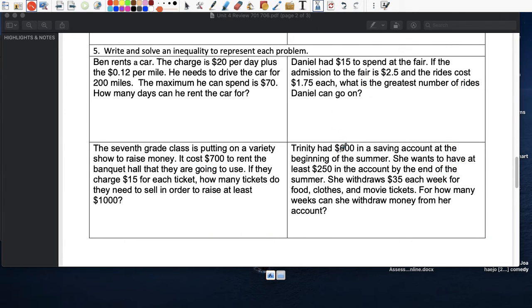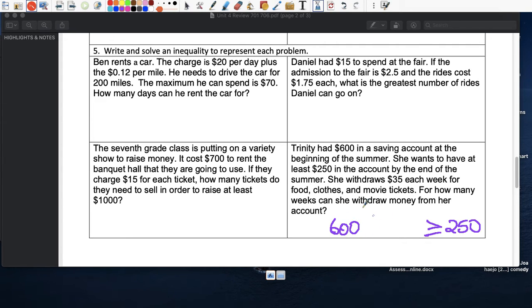Okay, so Timmy has $600 in the savings account. She wants to have at least $350 by the end of the summer. She withdraws $35 each week. How long can she do this for so that she can still have $350 left in the account? So whatever she does has to end up with greater than or equal to 350. So she starts with 600.